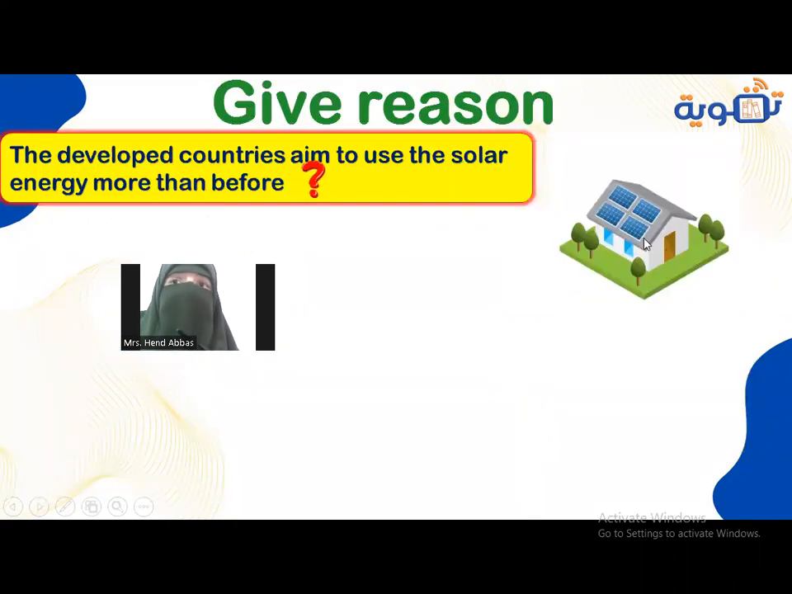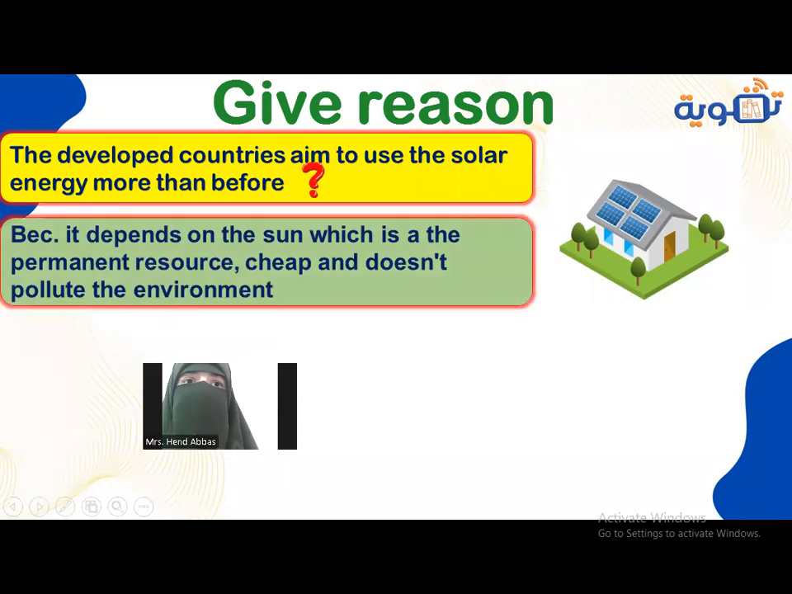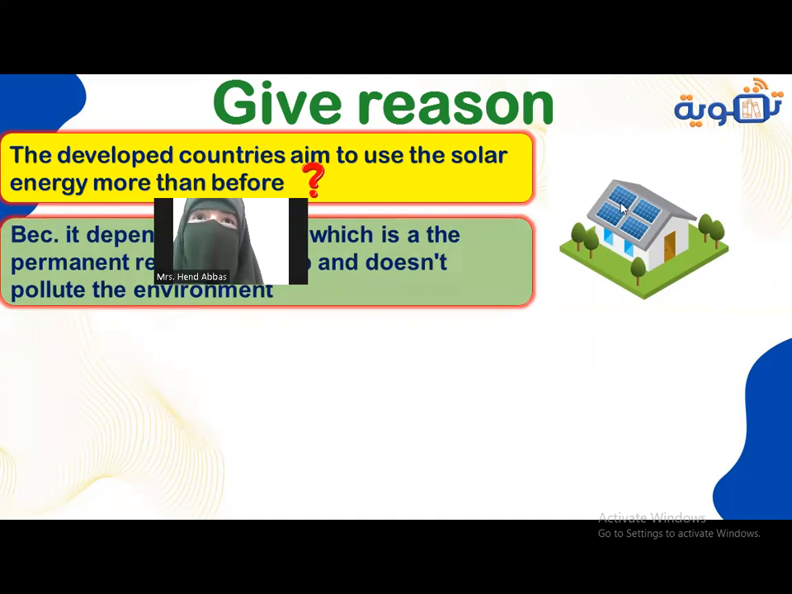Give a reason why the developed countries aim to use solar energy more than before. Solar energy depends on what? It depends on the sun. The sun is a permanent resource of energy. It's cheap and clean. It doesn't pollute the environment. So sure, they love using solar energy more than the non-renewable energy resources.